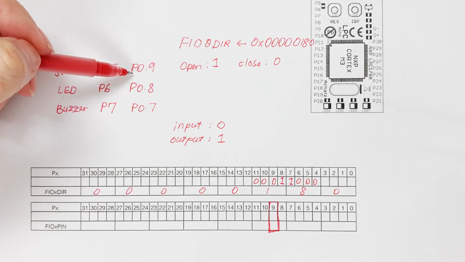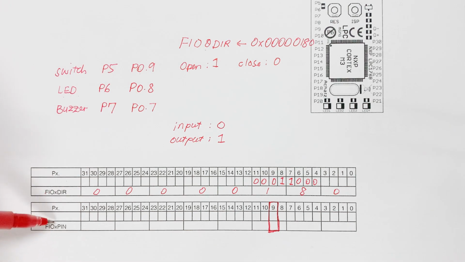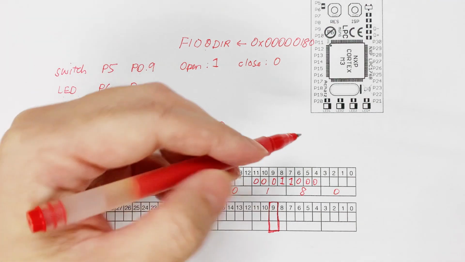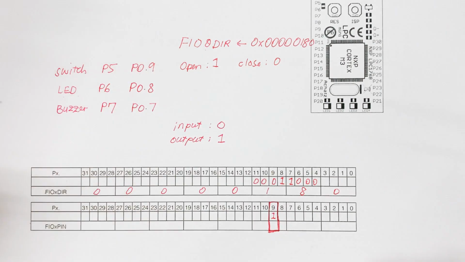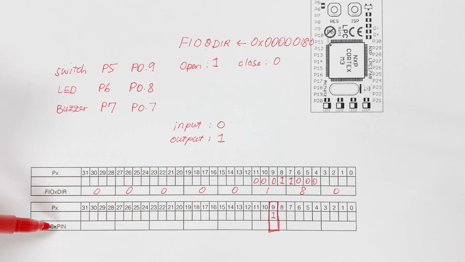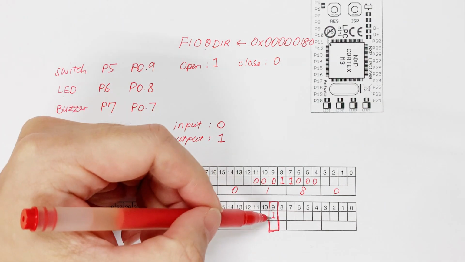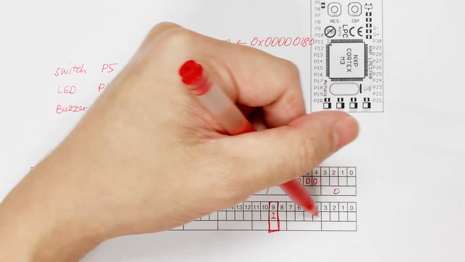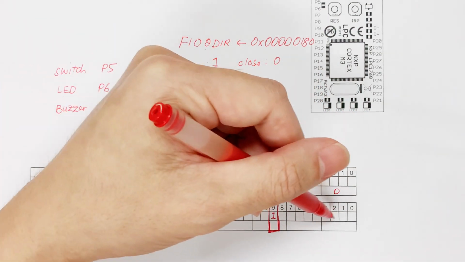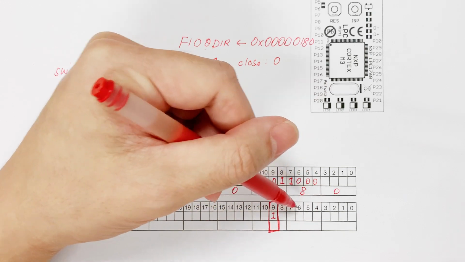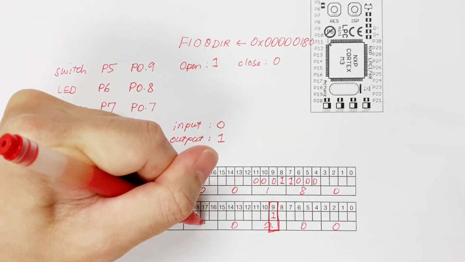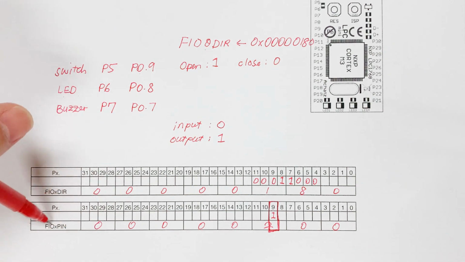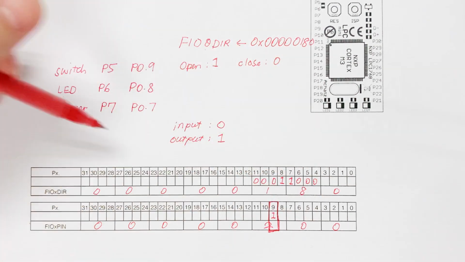During the open condition, the bit number 9 in the FIO 0 pin register, the value will be 1. Then we could calculate the masking value that we would like to use to filter the FIO 0 pin register so that we can compare the value we have at bit number 9. If you convert the value into hexadecimal, assuming the rest of the bits are 0, then the mask value that we can use to filter the FIO 0 pin register would be 200 in hexadecimal.